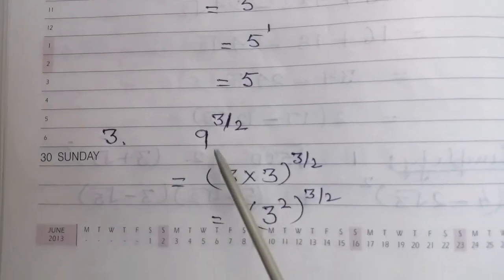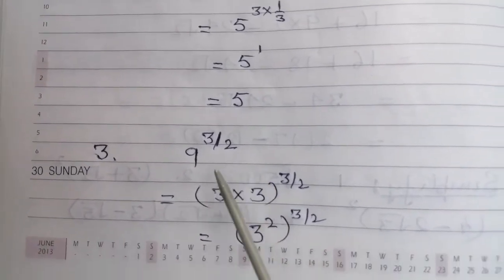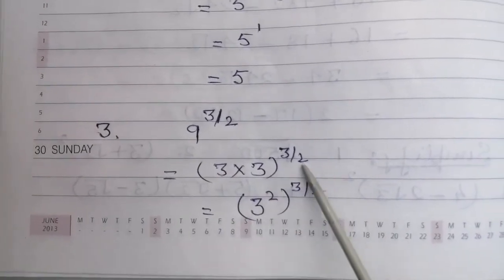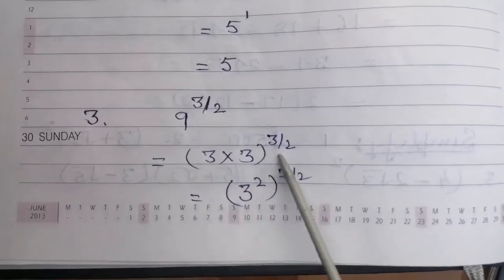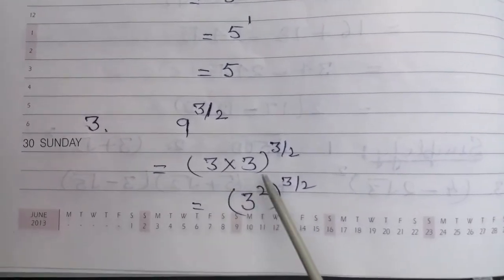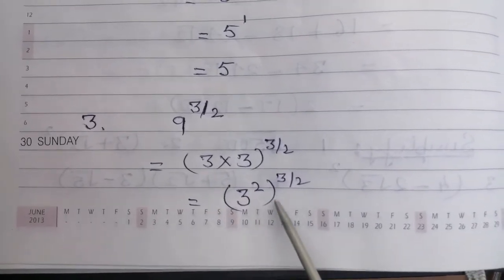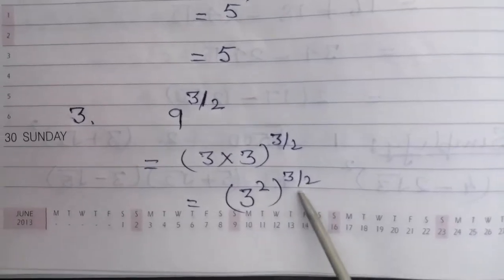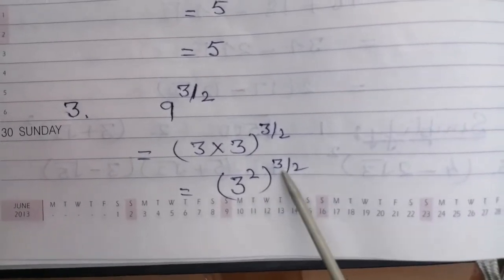Another question is 9 raised to power 3 over 2. Now again factors of 9 will be 3 multiplied by 3, and the power as it is whole raised to power 3 by 2. So 3 into 3 will be square of 3 whole raised to power 3 by 2. Now you have power raised to power. So you multiply these. So 2 into 3 by 2.